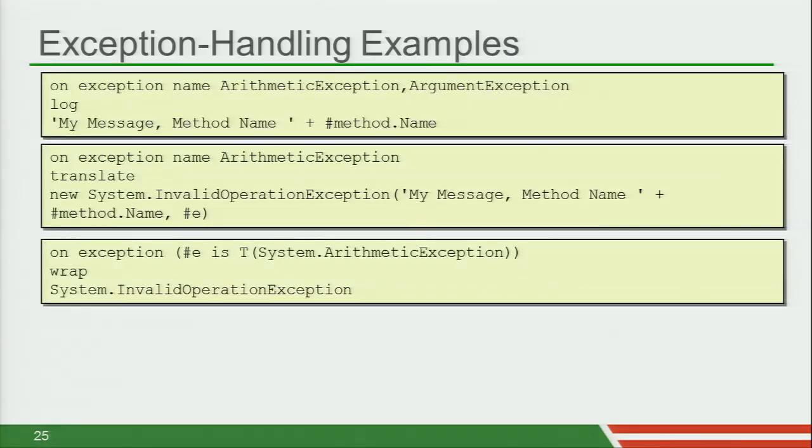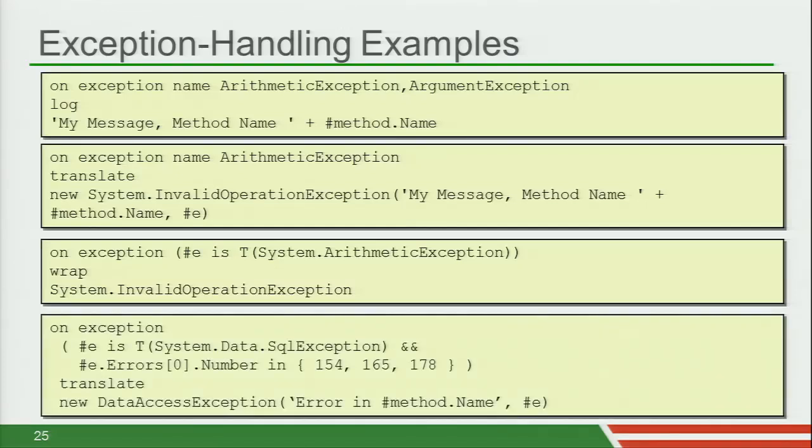It's only going to get invalid operation exceptions. An easier way to write what we just wrote a moment ago is if it's an arithmetic exception, then wrap it in a system invalid operation exception. This essentially says the same thing, right? Because the first one, in the case of translate, you'll notice that the second argument to the translate call when we say new invalid op exception is we're passing the exception, right? We're passing the original exception, which becomes the inner exception. Wrap does exactly that, right? We don't get fine-grained control over what the message name is, what the message text actually is, but wrap can be a shorthand for that.